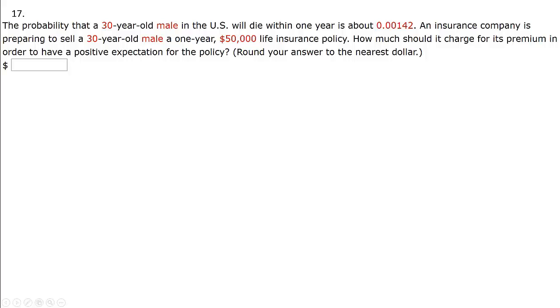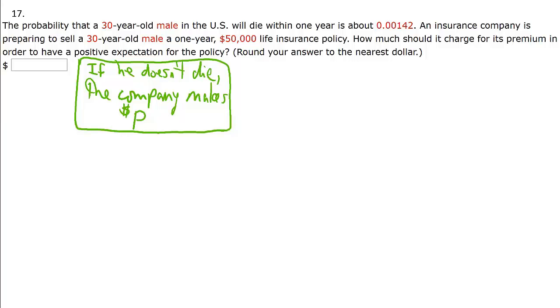Number 17. The probability that a 30-year-old male in the U.S. will die within 1 year is about 0.00142. An insurance company is preparing to sell a 30-year-old male a 1-year, $50,000 life insurance policy. How much should it charge for its premium in order to have a positive expectation for the policy? And once we get this answer, we want to round it to the nearest dollar.